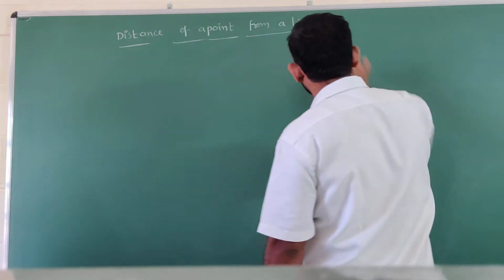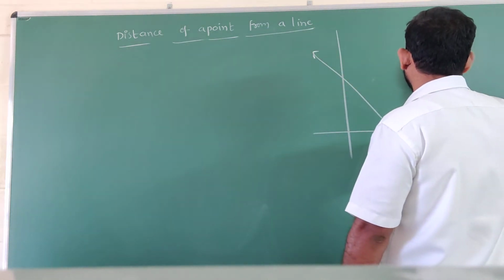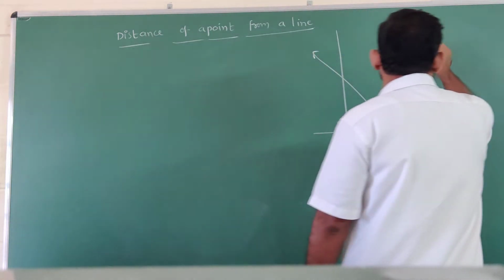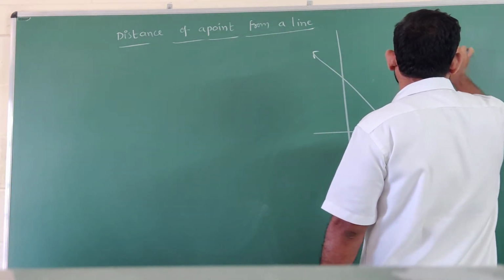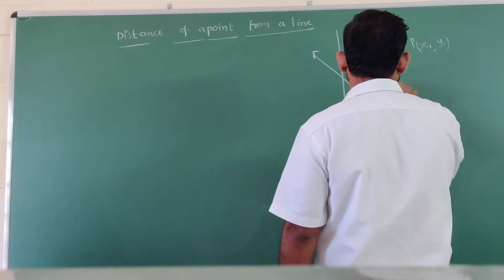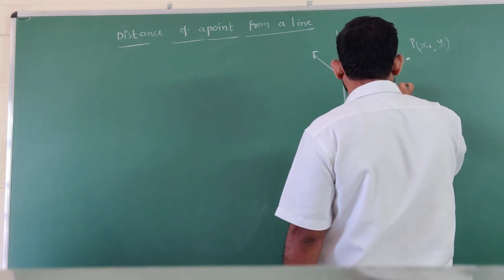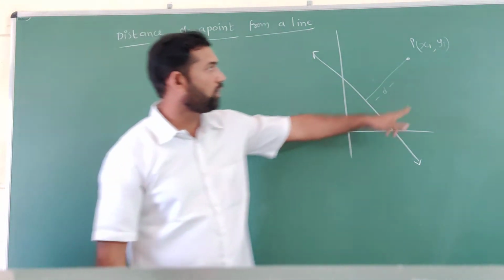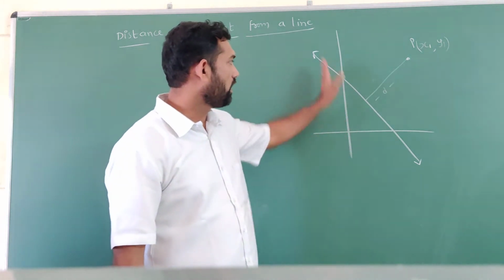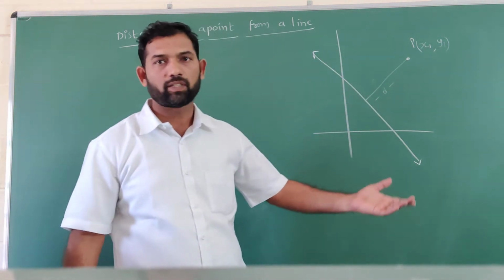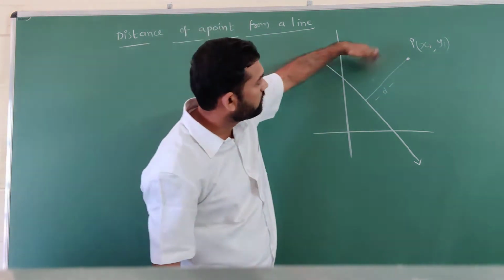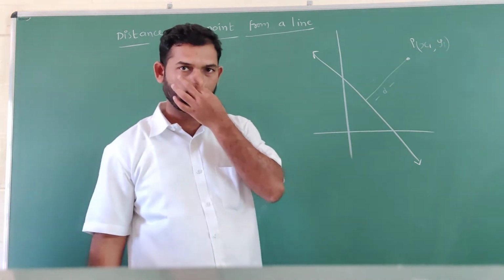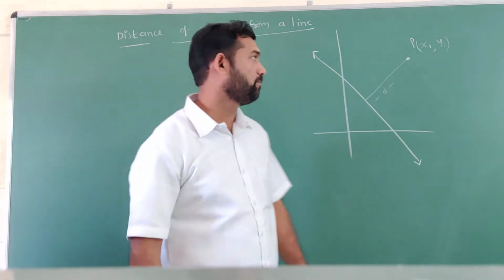This line you have to consider outside. Here one point is there, P (x1, y1). So this is one line, and in between I will consider the distance d. Our point is P (x1, y1), and the line is given as ax plus by plus c is equal to 0. What is the distance between them? Consider it as d. This is the formula we are going to see.